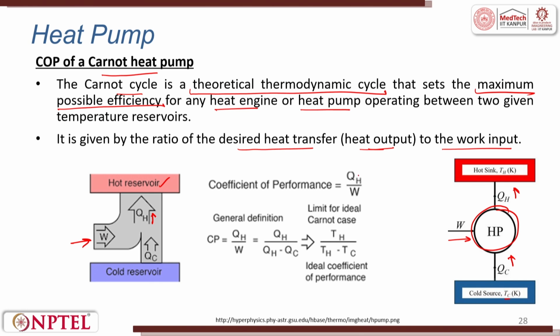Here the coefficient of performance is QH by W. That is the general definition. Coefficient of performance is QH by W, which is QH by QH minus QC. That is also proportional to the ratio of the temperatures, that is TH by TH minus TC. This is the ideal coefficient of performance.